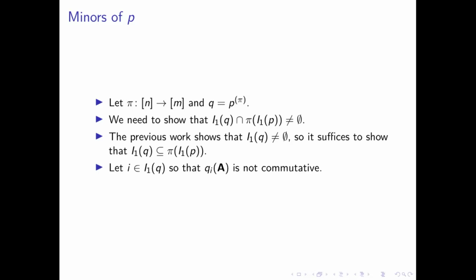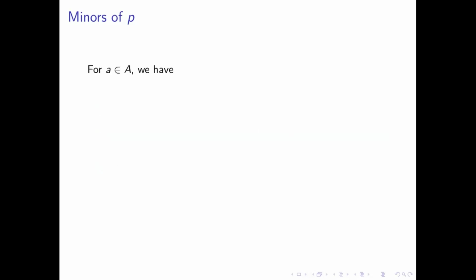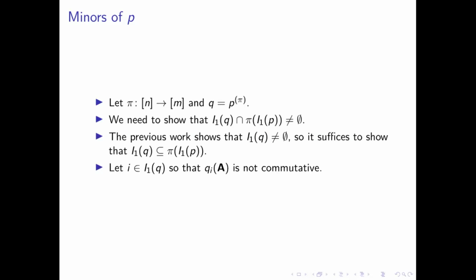Okay, so let i be an index in I1 of Q. And we want to see that that's in pi I1 of P. What it means for i to be in I1 of Q is that the selection function is selecting out components such that Qi of A is not a commutative monoid. And then we're going to rinse and repeat the argument that we've done before.